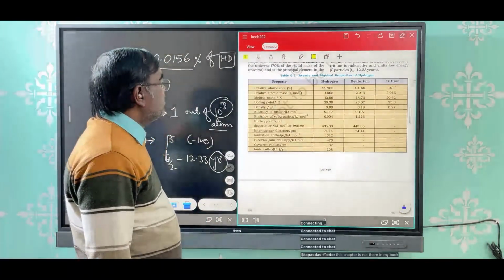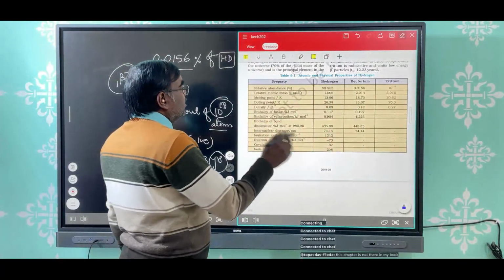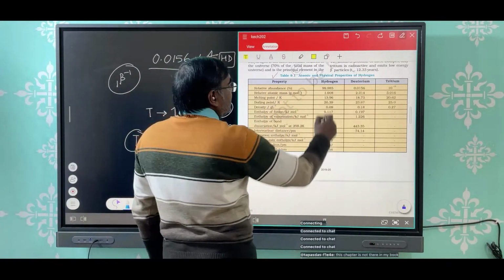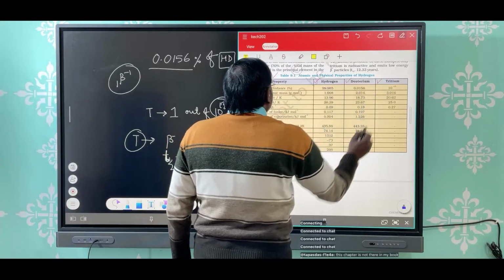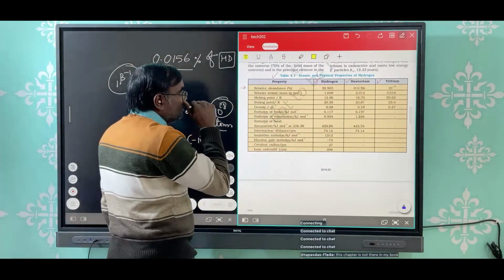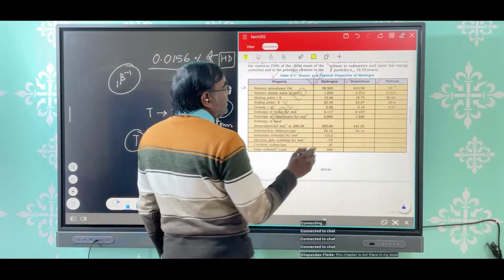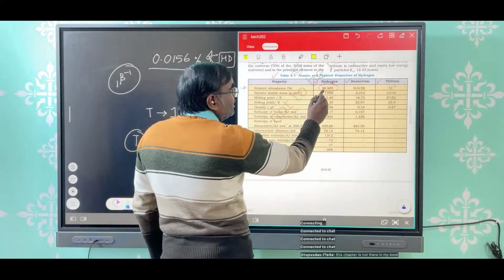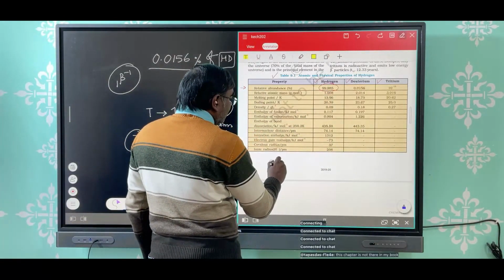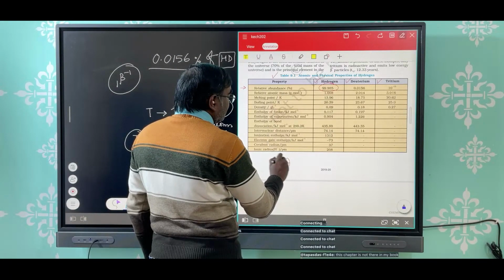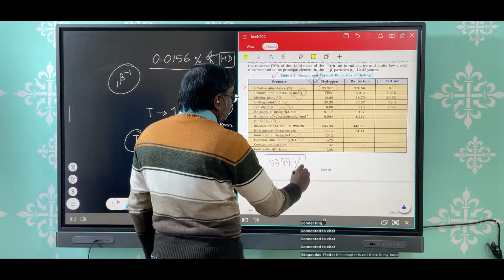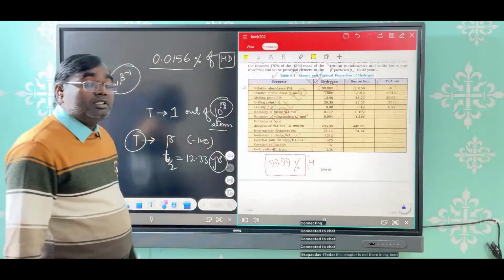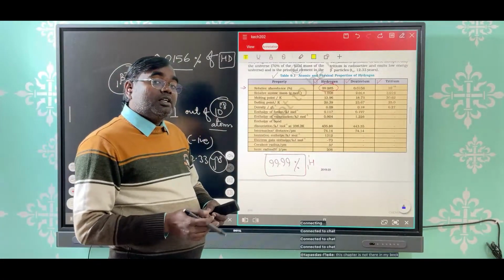Next, atomic and physical properties of hydrogen. Let's view Table 9.1, atomic and physical properties. This is hydrogen, this is deuterium, and this is tritium. The first row is relative abundance. Keep in mind 99.985, that is about 99.99% is hydrogen 1H1 in the whole universe. Now how much is left of the total hydrogen?